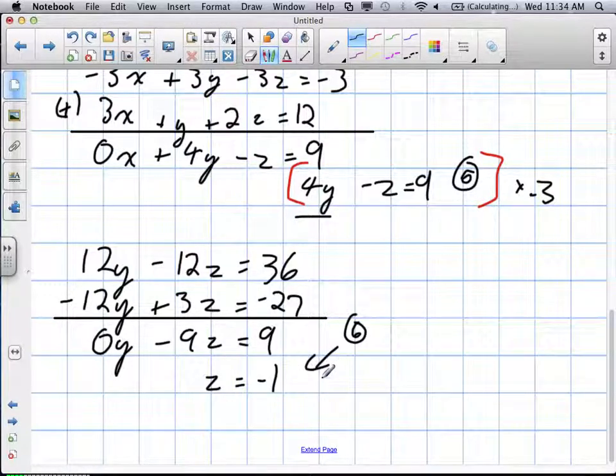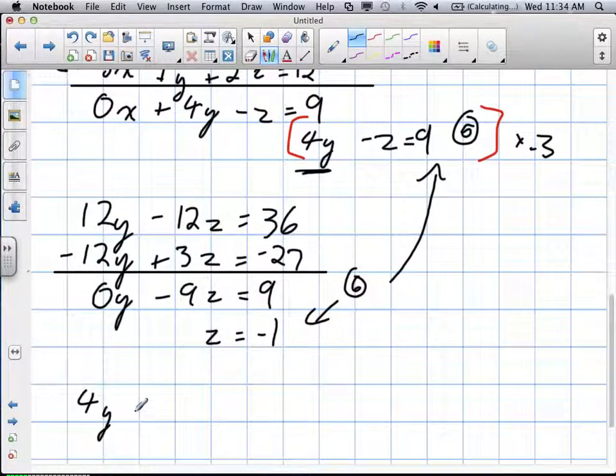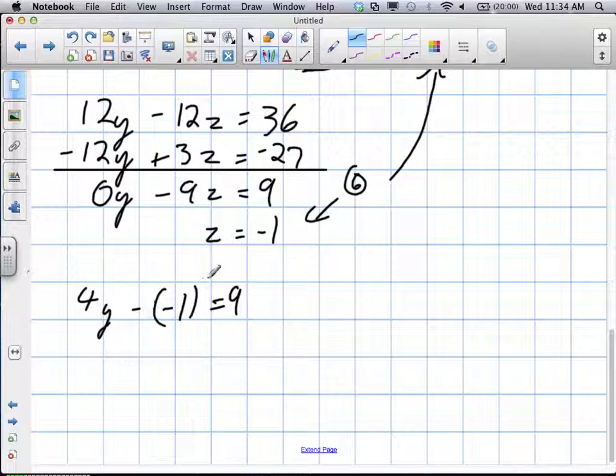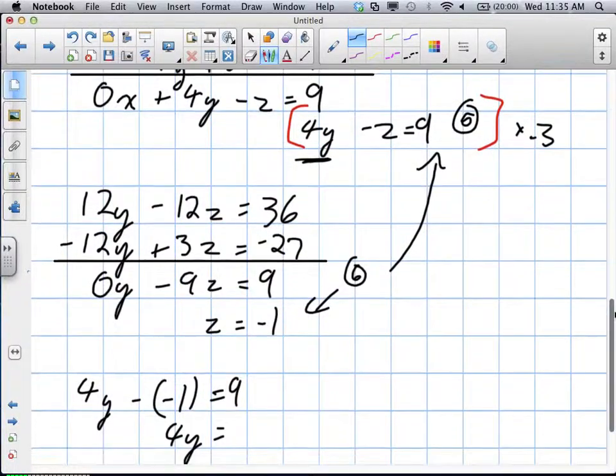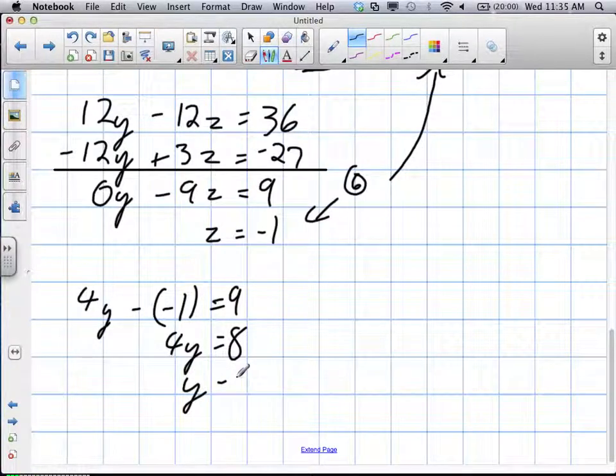So we've used elimination to solve for z. We then substitute our z value back into equation 5 to solve for just y. So we have equation 5 here, 4y minus negative 1 is equal to 9. That's going to be plus 1, but when we move to the other side, it's going to become 10. So 4y equals... is that the right number? Yes, you're right. It becomes 8. Thank you. And then y is equal to 2.